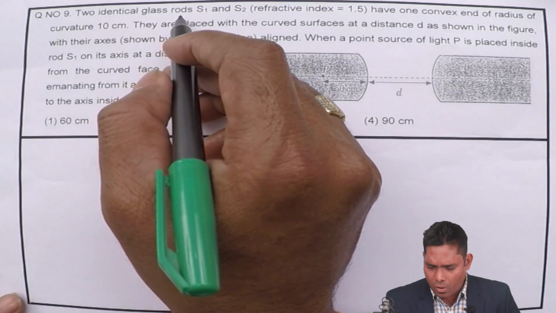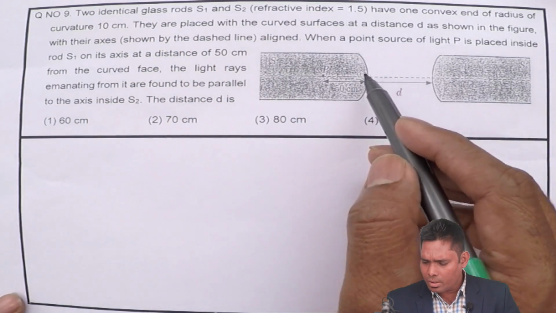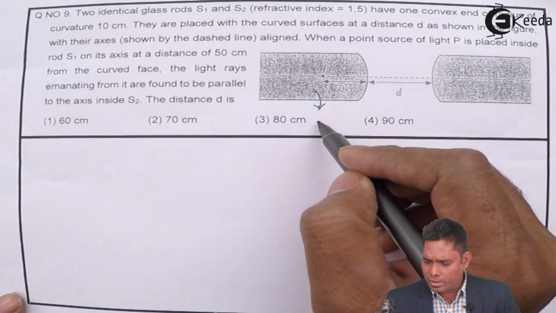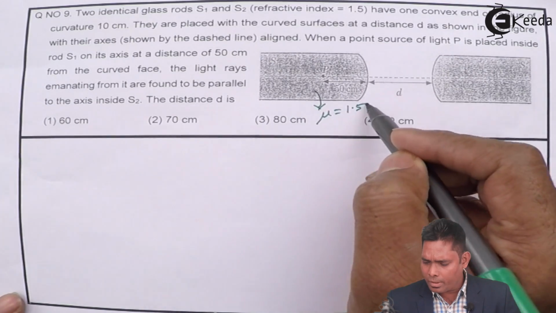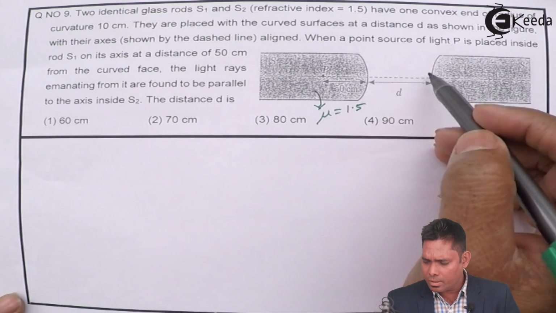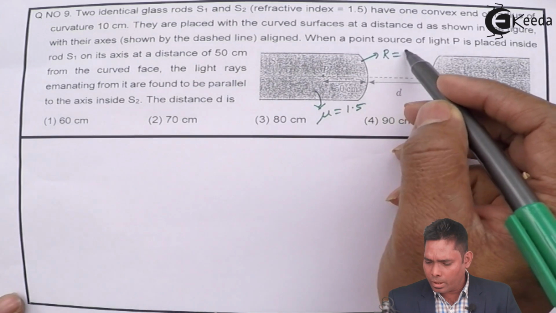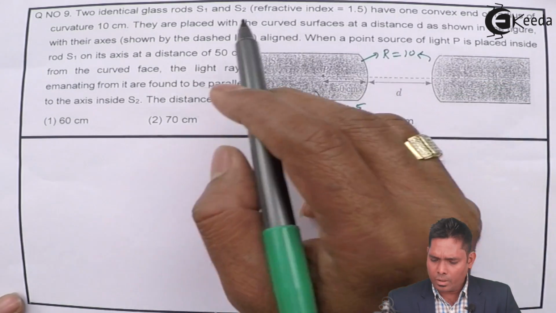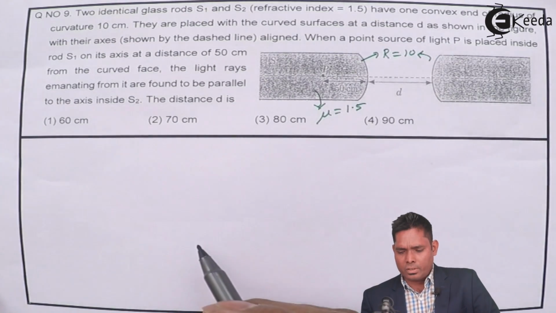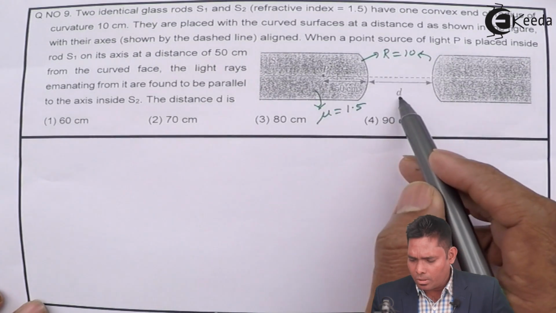Two identical glass rods S1 and S2. These are the glass rods S1 and S2 with refractive index mu equals 1.5 each, have one convex end, and of radius of curvature r equals 10 centimeter for both. They are placed with the curved surfaces at a distance of separation d. You can see here this distance of separation is d.